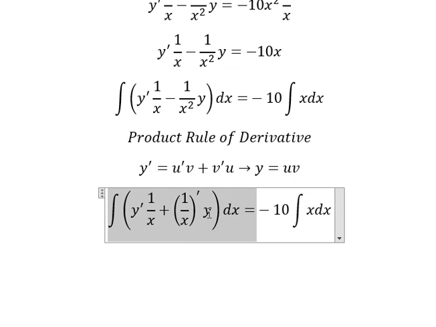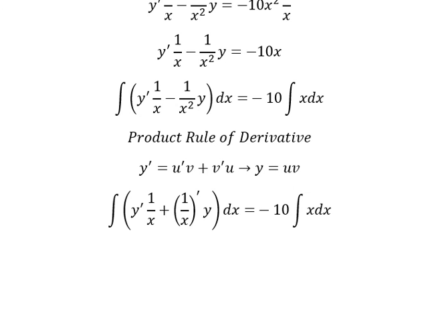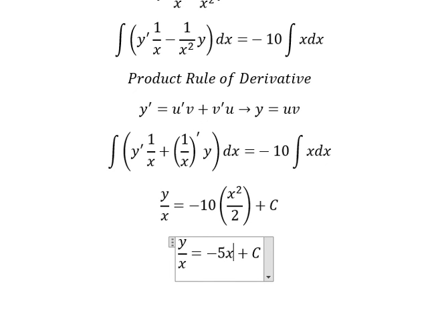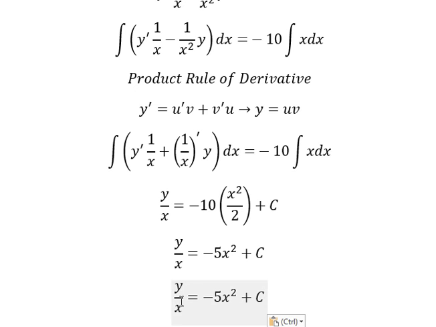The integration of this one, you get y multiplied by 1 over s, so I can write it as y over s. The integration of s, you get s squared over 2, and we put c. Negative 10 divided by 2, you get negative 5s squared. Next, we multiply both sides by s.